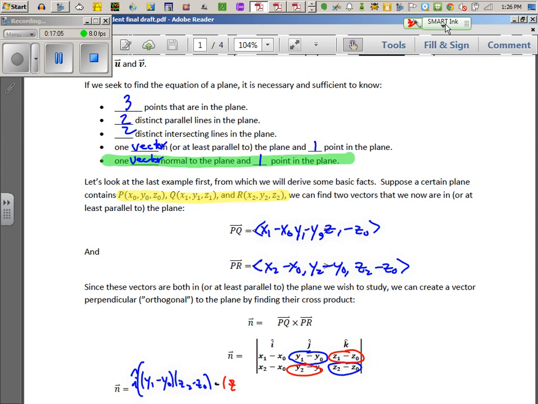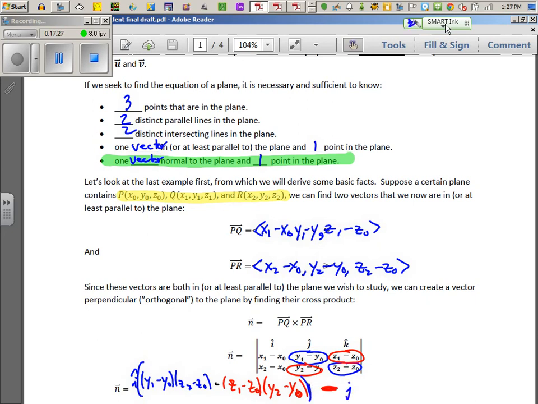So z1 minus z naught times y2 minus y naught, I think that says. And that's our first component. It's followed then by a minus sign, as I mentioned earlier.